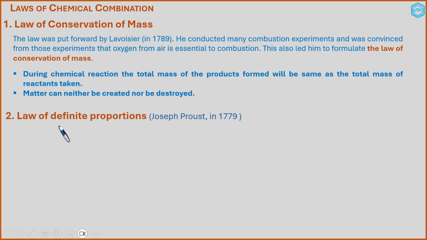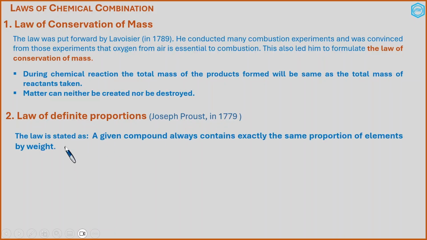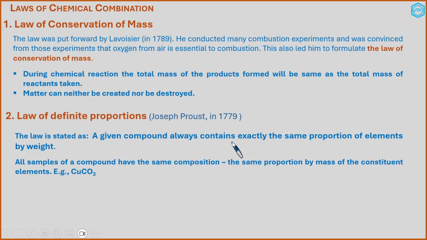The second law is the law of definite proportion. It was proposed by Joseph Proust in 1779. The law could be stated like this: a given compound always contains exactly the same proportion of elements by weight. That means all samples of a compound have the same composition, that is, the same proportion by mass of the constituent elements.